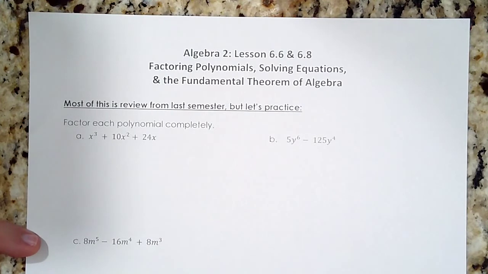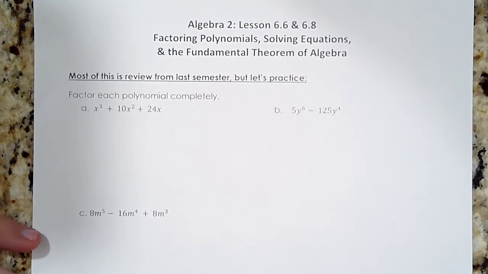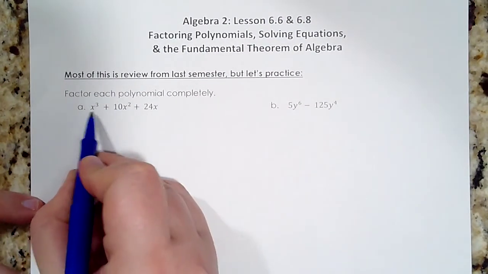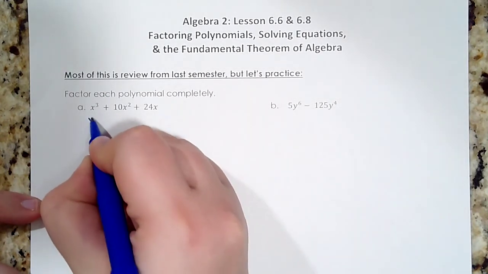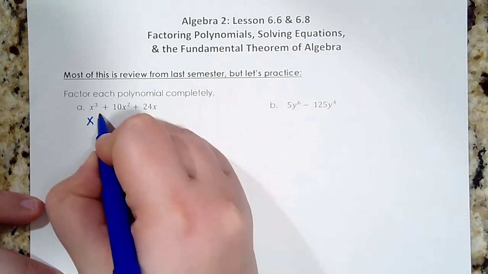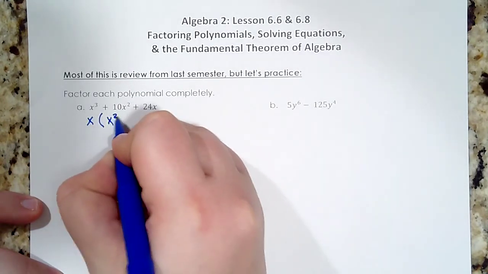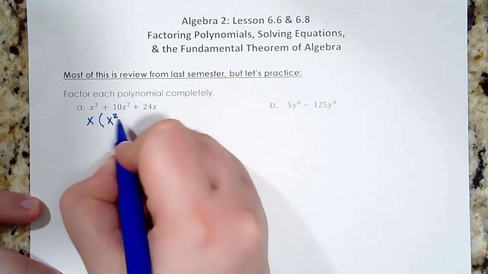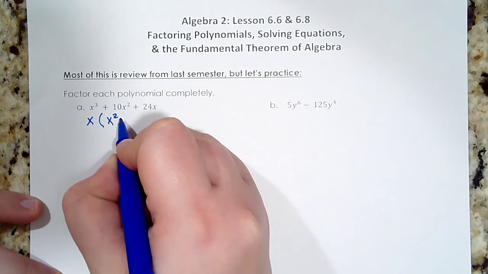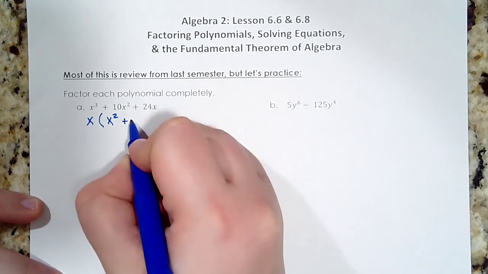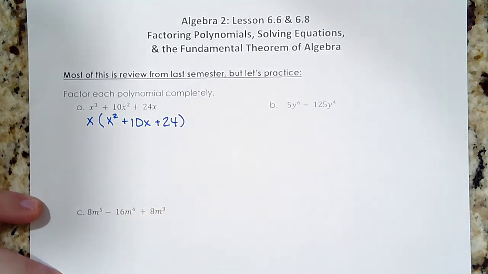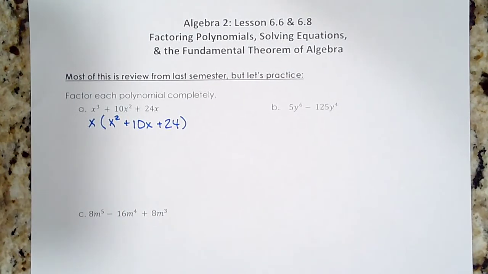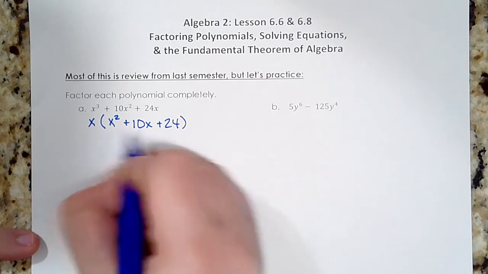If I ask you to factor each of these polynomials completely, this first one, you should notice they all three have something in common. So we're going to start by factoring out a GCF, or a greatest common factor, which in this case is just x. When I remove an x, I'm left with x squared plus 10x plus 24. But as I said in our factoring unit, we always have to be careful that we can't break it down any further. And in this case, we can.